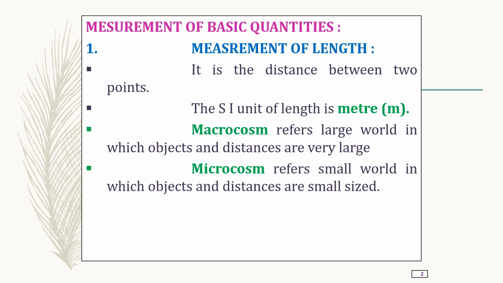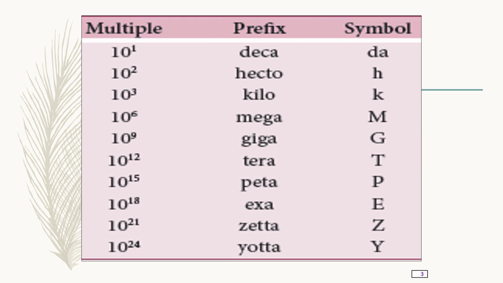Distances ranging from 10 power minus 5 meter to 10 power 2 meter can be measured by direct method. So here is given a tabular column, that is prefixes for powers of 10. The multiple, prefix and symbols are given. 10 power 1, it is known as deca, DA. 10 power 2, hecto, H. 10 power 3, kilo, K.